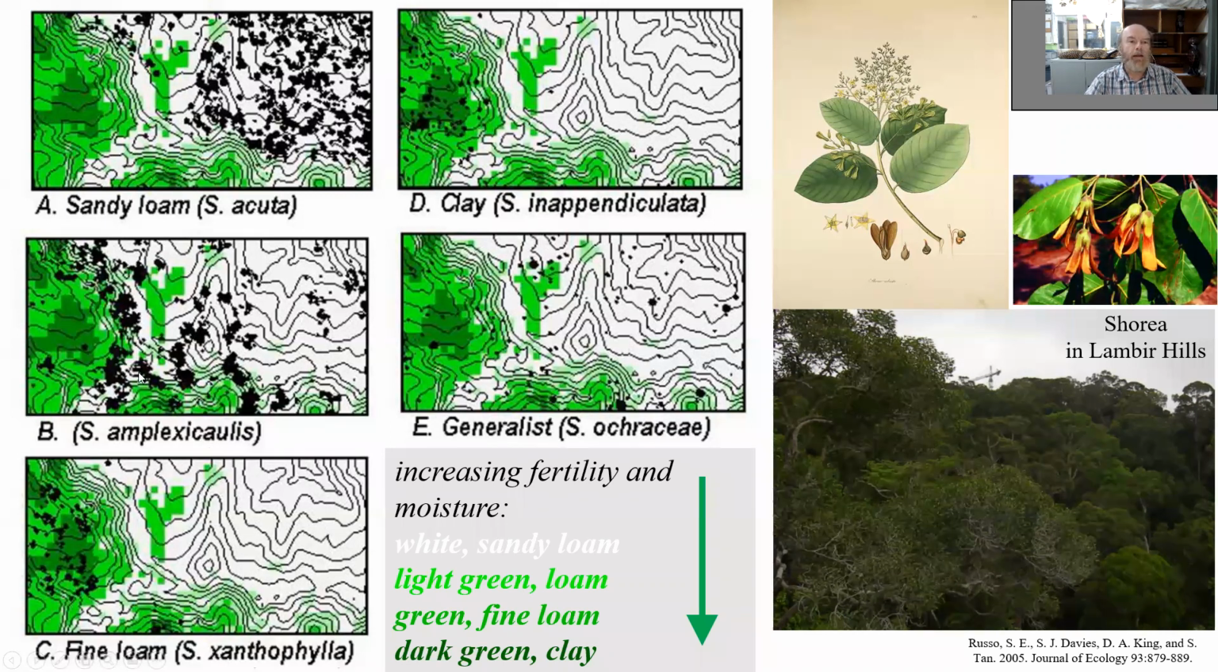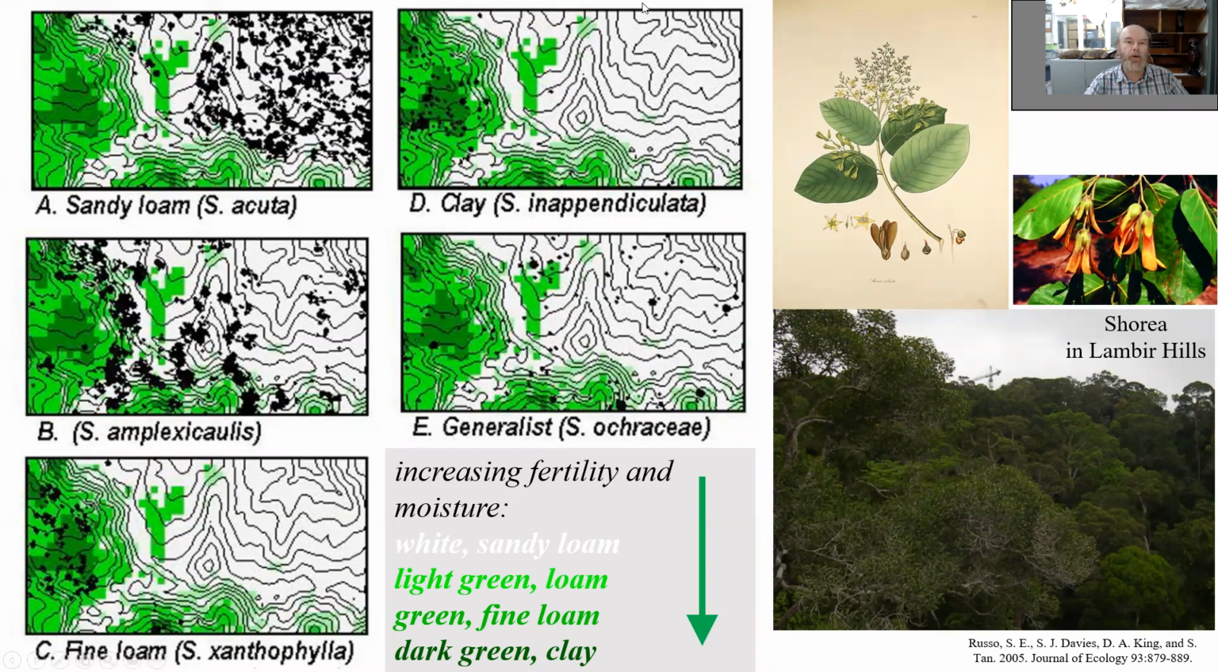So there is a mosaic in that one location. There is a mosaic of 4 different soils: sandy loam, loam, fine loam, and clay. And this is basically a gradient with increasing fertility and moisture. So sandy loams are dry and nutrient poor as opposed to clay. And these are examples showing soil specialists.